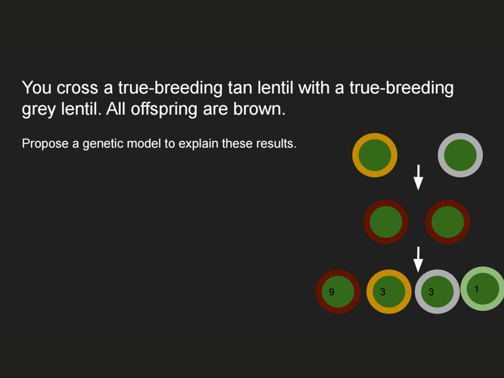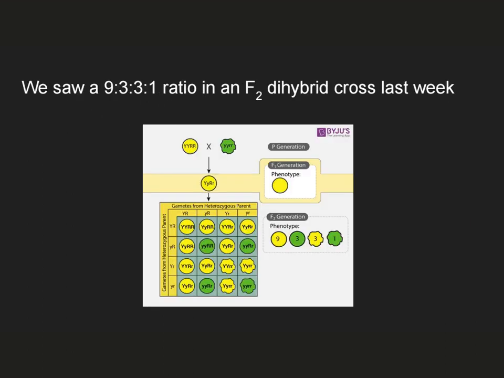And let's say that the actual results showed us this, that we observed a 9 to 3 to 1 ratio of 4 phenotypes among the outcome of this cross. Now, what kind of model can we use to explain these results? Well, we saw a 9 to 3 to 1 ratio in an F2 dihybrid cross last week, right? When we were talking about the yellow gene with the big Y, true breeding parental generation, and the green gene with the little y, and also the round and wrinkled phenotypes. And we saw that 9 to 3 to 1 relationship.